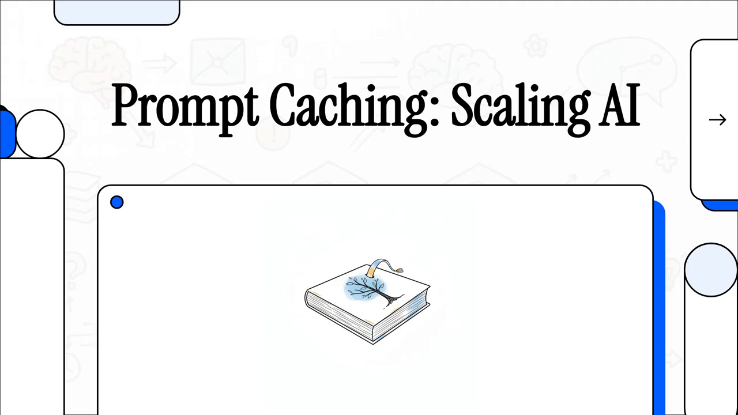All right, let's jump right in. Welcome to The Explainer. Today, we're tackling the two absolute biggest headaches of scaling large language models: skyrocketing costs and lagging latency. If you are building AI applications today, you know exactly what I'm talking about.